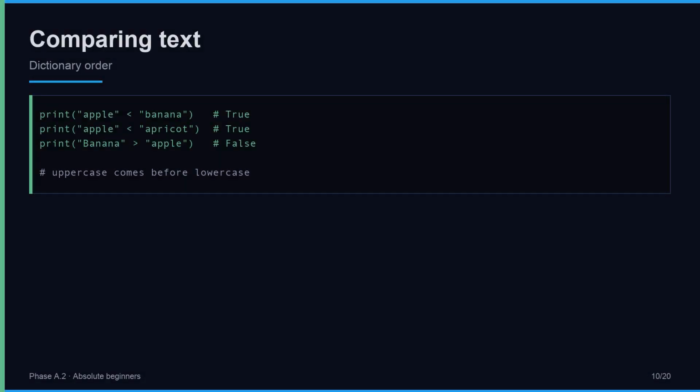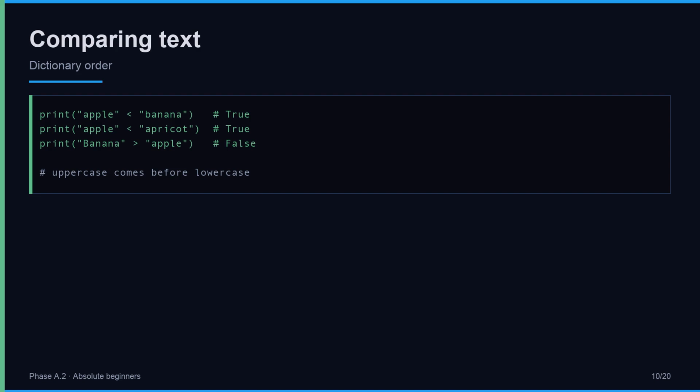Comparison is not just for numbers. Text can be compared too, and the rule is dictionary order, the same way words sort in a book. "apple" < "banana" is true, because apple comes first alphabetically. "apple" < "apricot" is true, because the shared letters match and the P beats the R.